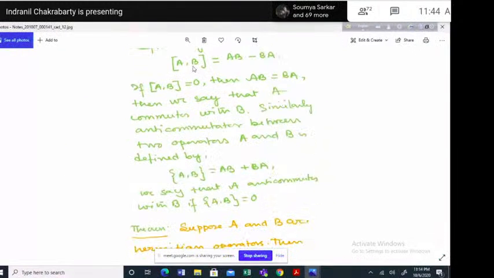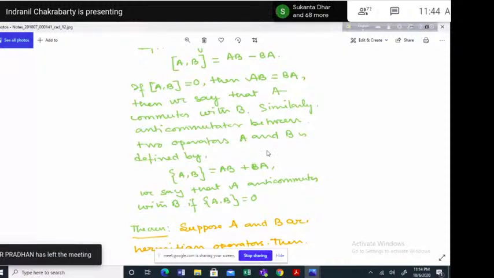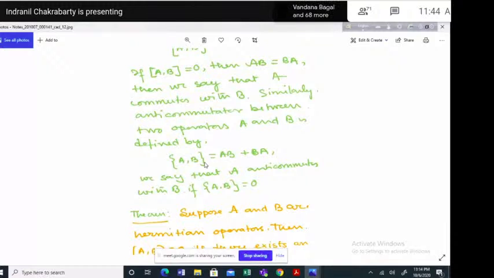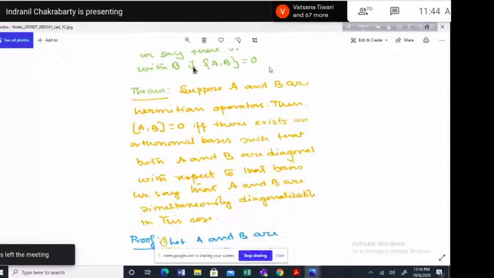If A and B commute with each other, the commutator [A, B] is equal to 0 and then AB is equal to BA. We say that A is commuting with B. Similarly, the anti-commutator between two operators A and B is defined with curly bracket notation, where {A, B} is equal to AB plus BA. Now we will say that A anti-commutes with B if the anti-commutator {A, B} is equal to 0.